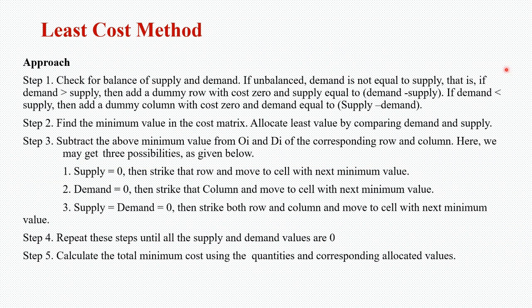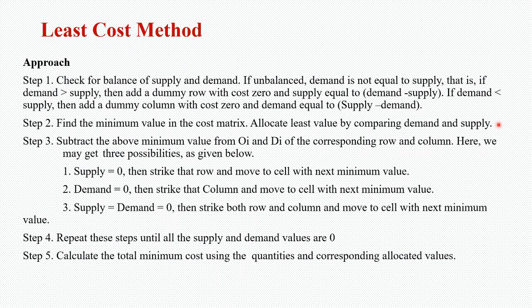Check whether supply and demand are balanced. If unbalanced, demand is not equal to supply, that is, if demand is more than supply, then add a dummy row with cost 0 and supply equal to demand minus supply. If demand is less than supply, then add a dummy column with cost 0 and demand equal to supply minus demand. Step 2. Select the minimum value of transportation matrix and assign minimum value of supply or demand.